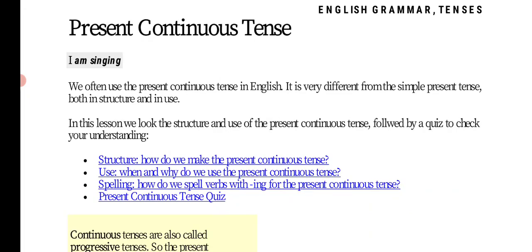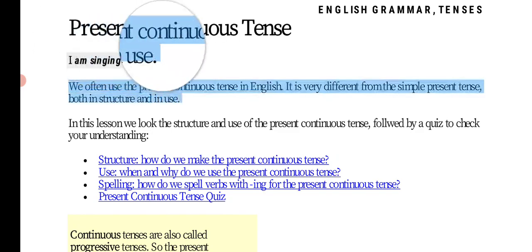Present continuous tense is used for actions which are going on at the time of speaking. Suppose I am teaching you grammar, I am teaching you tenses. So what will I say? I will say, I am teaching you present continuous tense. So for an action that continues at the time of speaking, we use present progressive tense, present continuous tense. Suppose I am singing. If I say I am singing, it means this action is in continuation at the time of speaking.